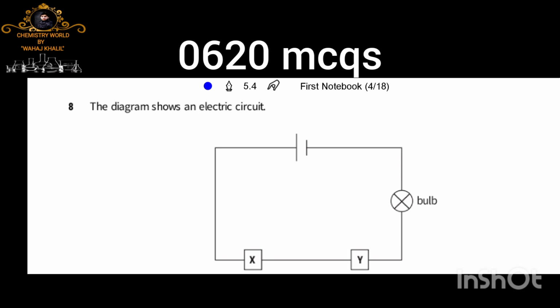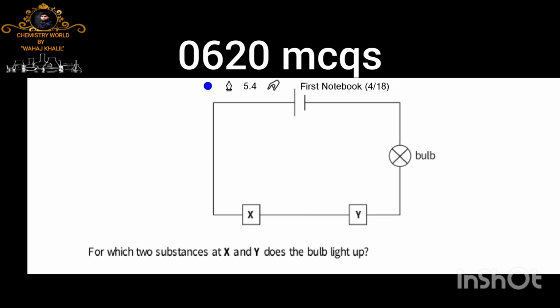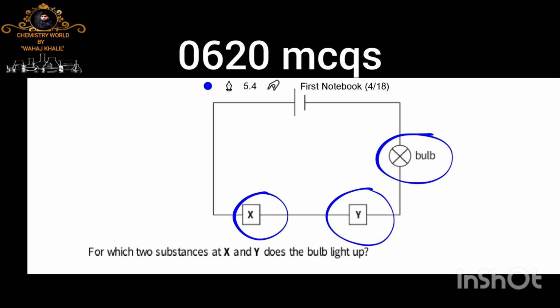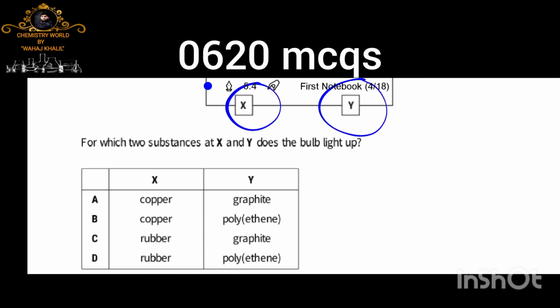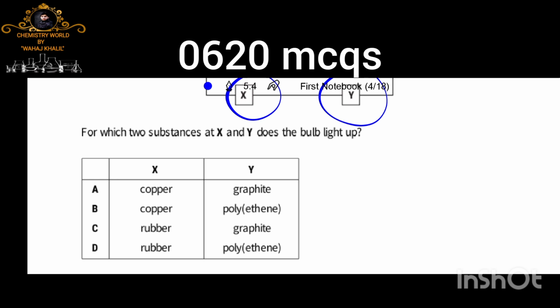It is a diagram of an electric circuit. And the question is, for which two substances at X and Y does the bulb light up? For the bulb to light up, X and Y must be a metal or a substance that can conduct electricity easily, a substance that has free electrons. So is it copper and graphite? Is it copper and polythene? Is it rubber and graphite? Or is it rubber and polythene? We know that copper and graphite conduct electricity easily because they have free electrons. So option A is the answer. Polythene can't conduct electricity. Rubber can't. So option A is the right option.